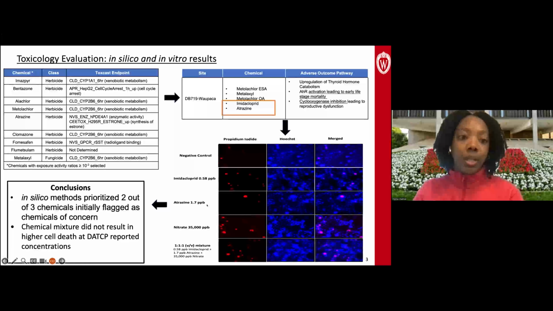To conclude quickly, just emphasizing that within this model and this study, in silico methodologies really provided computational power to our ability to predict which compounds would be of highest concern. And it was very interesting that 2 of our 3 initially screened chemicals did appear within that output. And then lastly, just emphasizing the point that performing biological assays at environmentally relevant concentrations is vital for understanding human and animal impacts and health outcomes long-term.